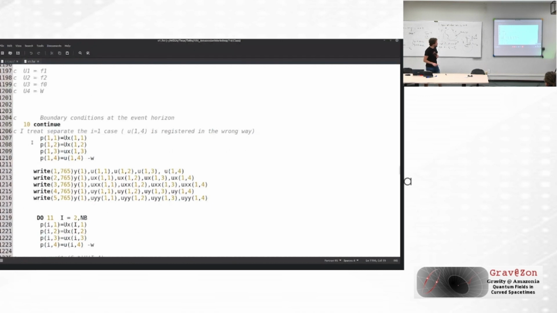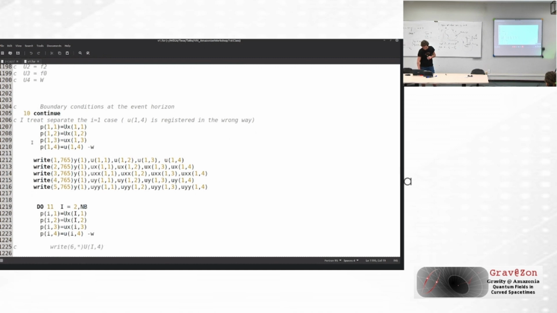Here, for example, you're saying that at the event horizon, the derivative of the functions 1, 2, and 3 is equal to 0, but the function 4, the one for the w, is minus the event horizon angular velocity that we defined in the beginning, and this must be equal to 0. So that's the way you impose the boundary conditions on FIDISOL.